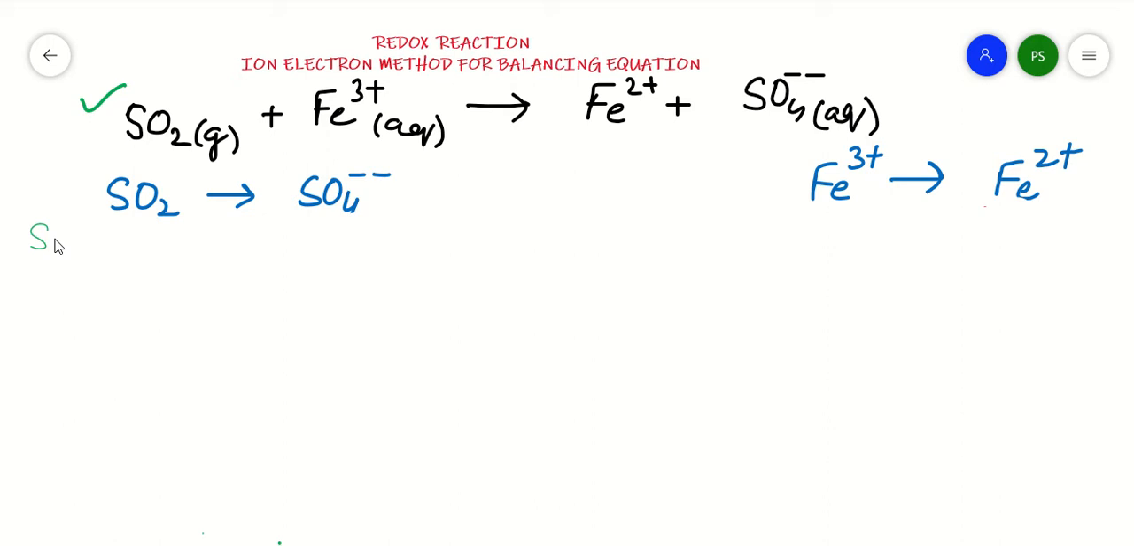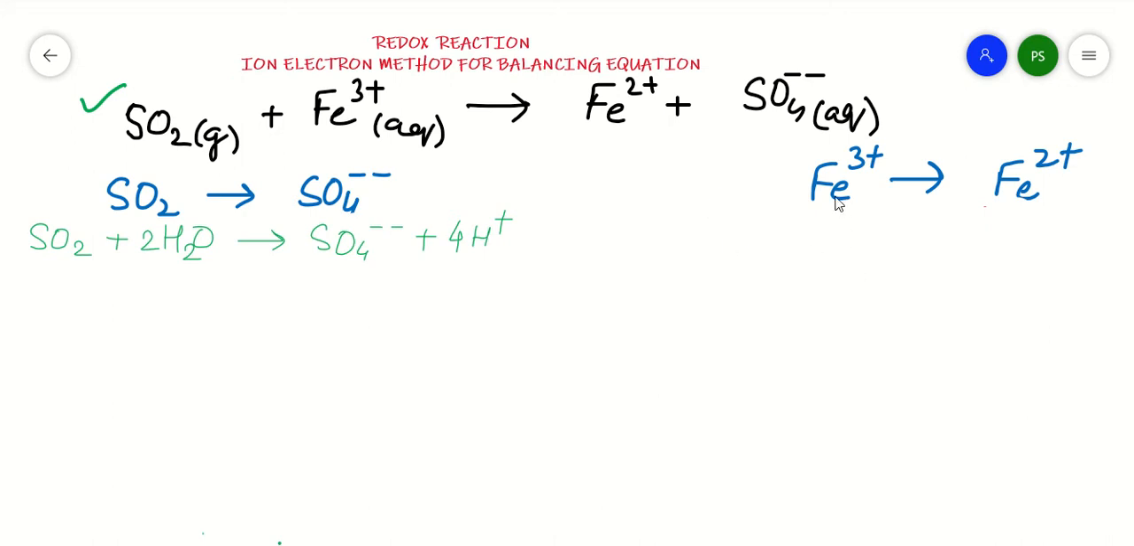For balancing oxygen atoms, we add water molecules, like we did in the oxidation number method, on the left hand side. So I added 2 water molecules and now the oxygen atoms are balanced. By adding water molecules, I added hydrogen atoms also, because they come with the water molecule. So for balancing hydrogen, I add 4 hydrogen ions on the right hand side. Now on the left hand side there is 1 sulfur, on the right hand side 1 sulfur, and 2 oxygen plus 2 oxygen, so a total of 4 oxygen atoms on the left hand side and 4 oxygen atoms on the right hand side.